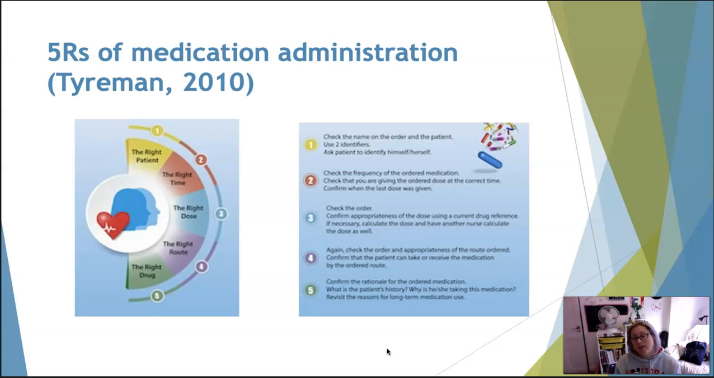So the main 5 R's of medication, or the 5 rights of medication, are the right patient, the right time, the right dose, the right route, and the right drug. If we've got those 5 basic rights, we then know that actually our patient is the correct patient. We're giving them the right drug at the right time with the right dosage, and we're giving it through the right route. So it's really, really key that if we are involved in medication administration, that we're aware of these 5 R's of medication administration.